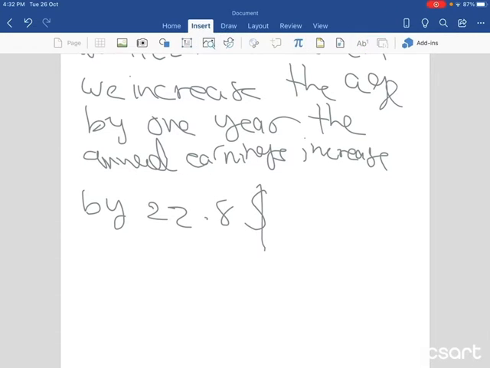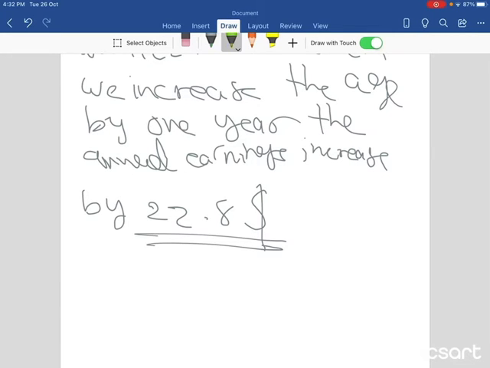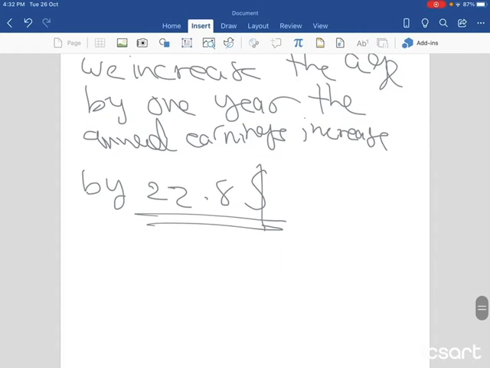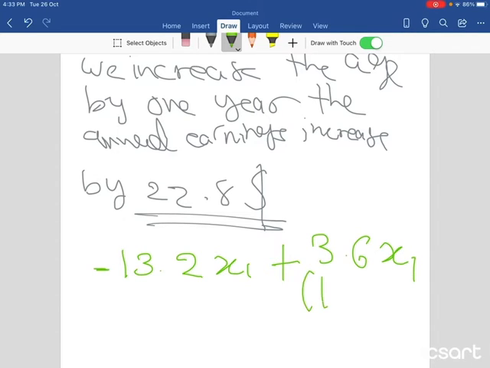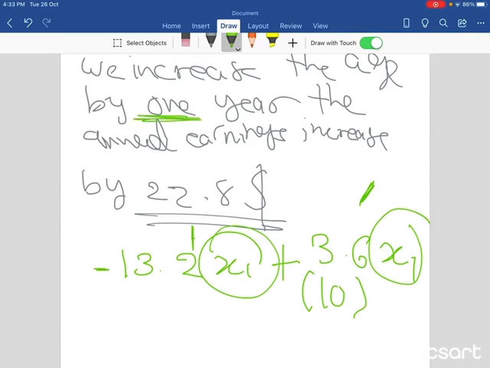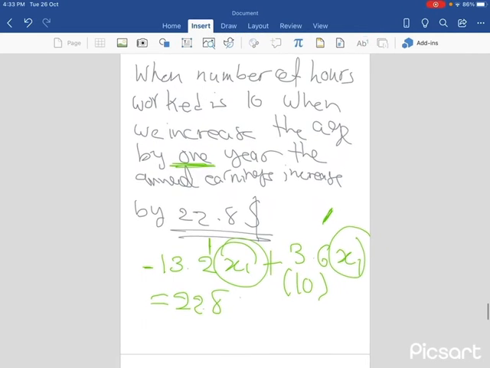Now where did we get this number from? All of this data is from the question. We took minus 13.2, which is the one with x1, right or not? The one with x1. Then plus 3.6, which has x1 multiplied with 10 because it has x2. So I removed x1 and made x1 equal to 1, by 1. So when you make it 1, this will be the answer, 22.8. Understood?